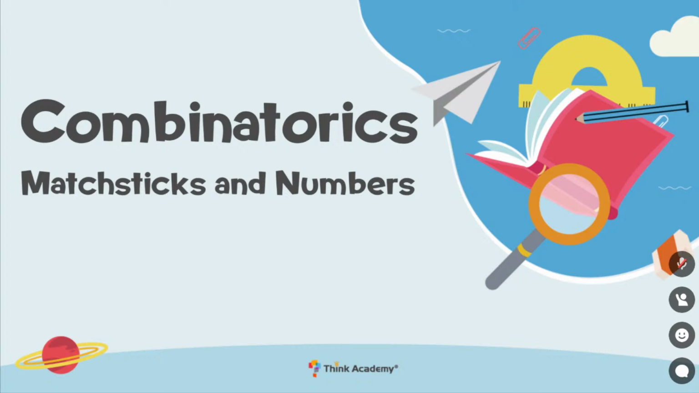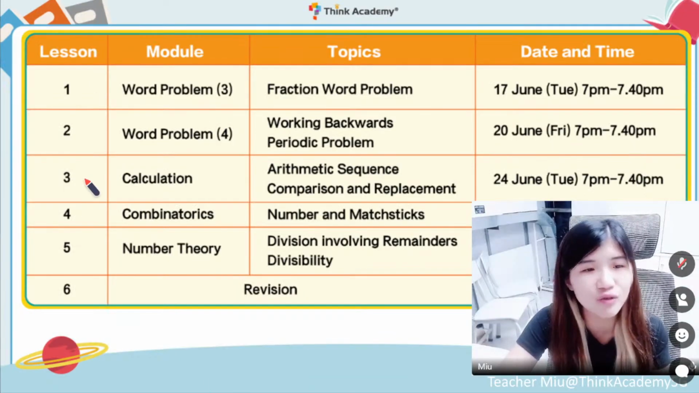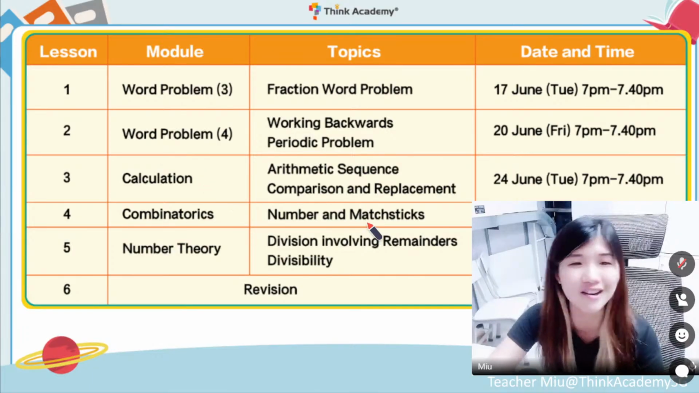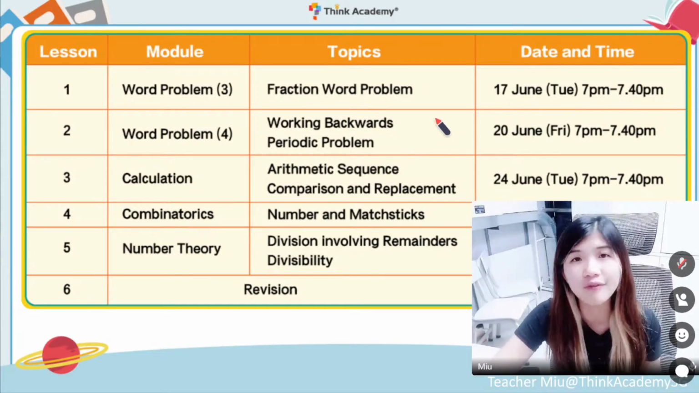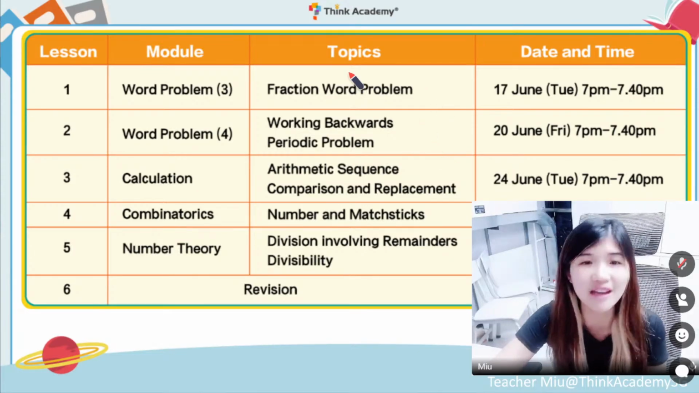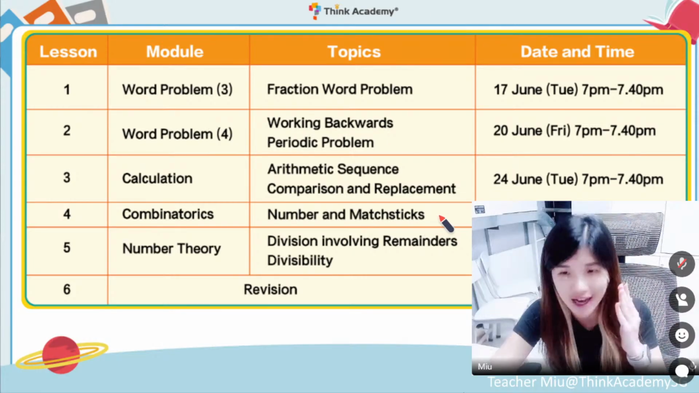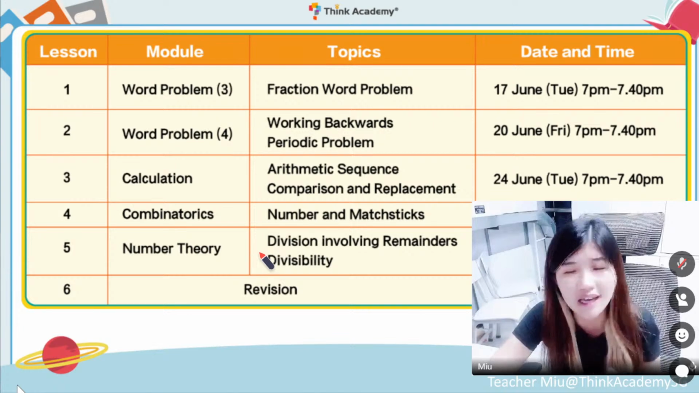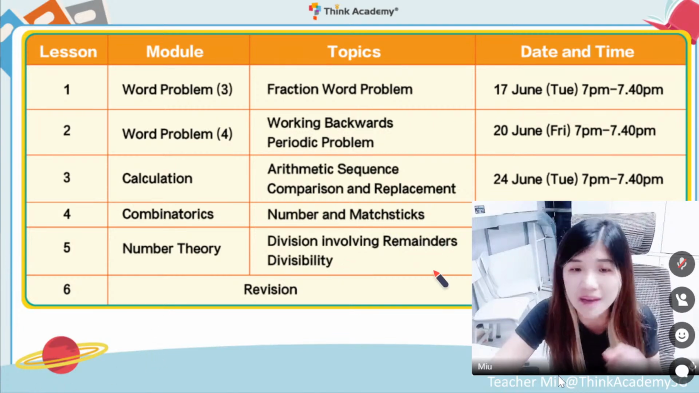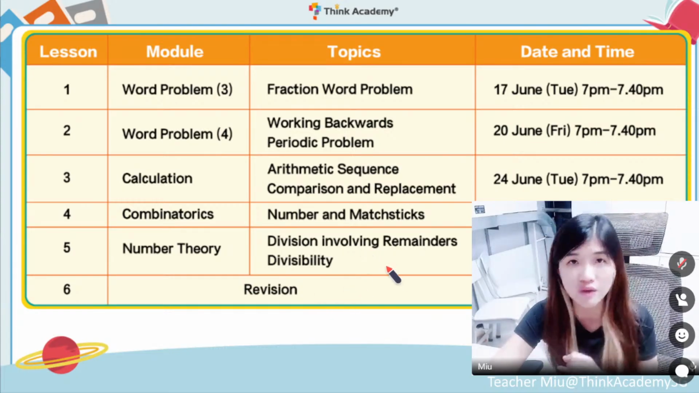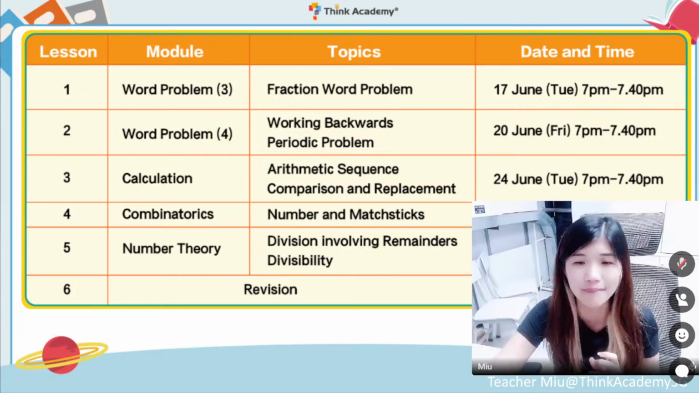All right. Before we start, let me just go through our agenda again. We already finished with lesson 1, lesson 2, and lesson 3 on the word problems and the calculation. For the advanced module bootcamp, today we are on lesson 4, which is only focused on the numbers of statistics. After lesson 4, we go to number theory next Tuesday on division involving remainders and also the divisibility rules. After that, next Friday, it's on you again about the revision of the whole advanced module bootcamp.